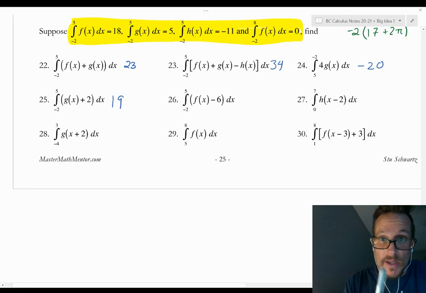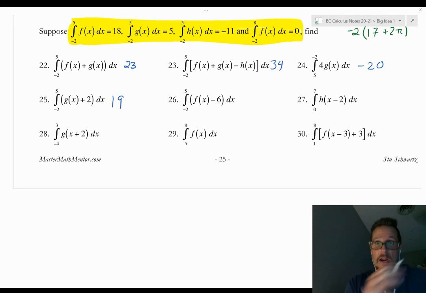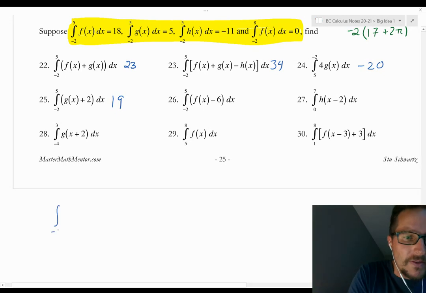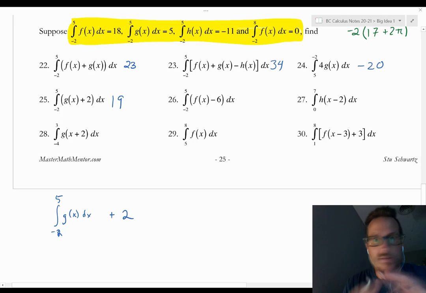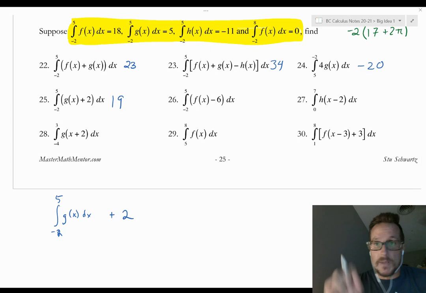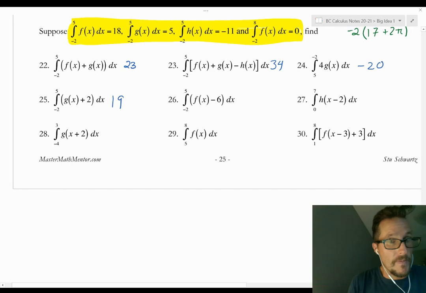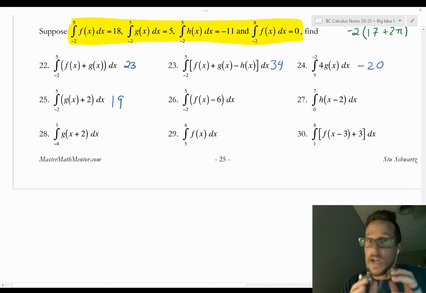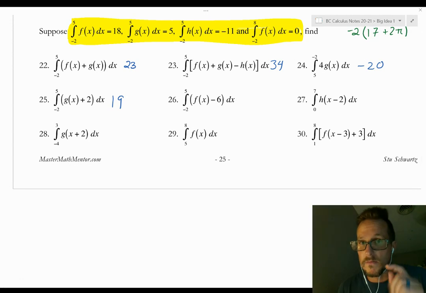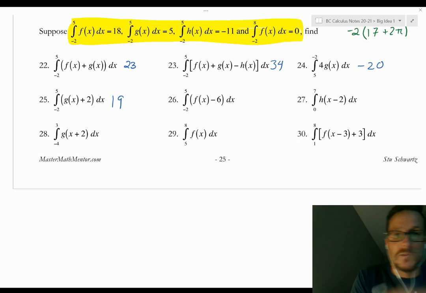I don't want to see any of this. Warning, don't be doing this. Negative 2 to 5 of g of x dx plus 2. No. If you're breaking up a definite integral, break it up into 2 definite integrals. Don't just cut off the 2. That ain't how you do it. Okay, that's not the property. So 20, that's a common mistake that a lot of people make. Don't you make it.